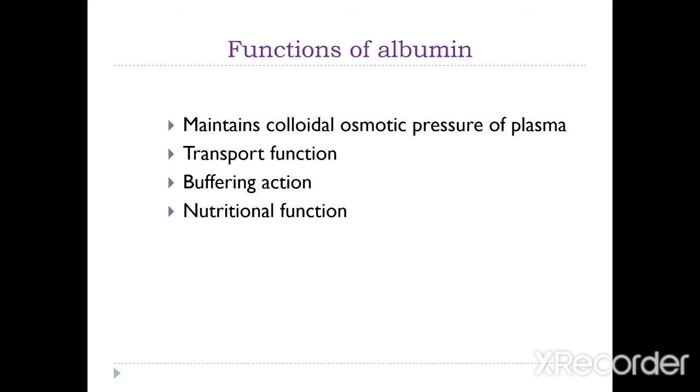Then the other function of albumin is its buffering action. All proteins, they have buffering capacity. Because of its high concentration, albumin has the maximum buffering capacity. And albumin has about 16 histidine residues which will contribute to this buffering action. Then albumin also has nutritional function. That is, it is considered as the transport form of essential amino acids from liver to the extrahepatic cells.